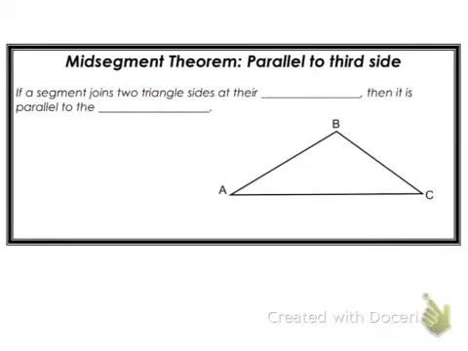Now, one of the properties of a midsegment is that if you have a segment that joins two sides at their midpoints, then it is parallel to the third side. So if I were to draw a segment that connects AB and BC, and at those points we have G and H, and we notice that G and H are bisecting the two sides, then we can say that GH is the midsegment, and GH is also parallel to the third side AC.